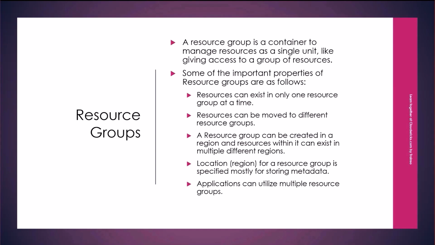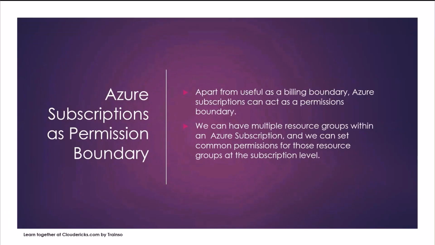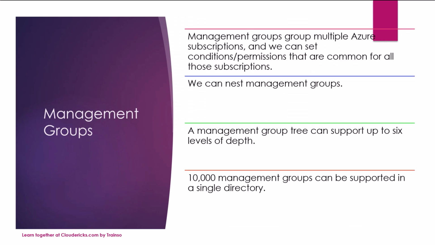Applications can utilize multiple resource groups. We had already learned about Azure subscriptions as a billing boundary, right? Azure subscriptions can also act as a permission boundary. What does it mean? We can have multiple resource groups within an Azure subscription, and we can set common permissions for those resource groups at the subscription level. And multiple subscriptions can be grouped together using a management group. Management groups group multiple Azure subscriptions, and we can set conditions or permissions that are common for all those subscriptions.